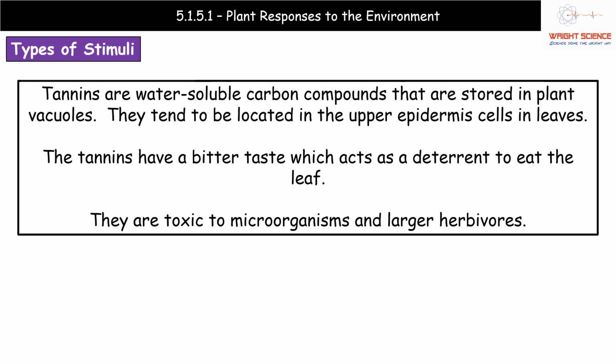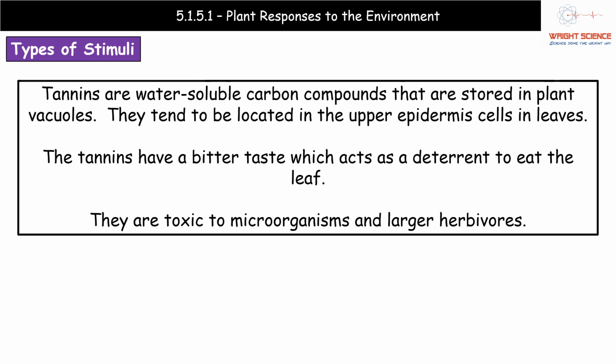So, first example of one of our chemicals that we may see, tannins. Now, tannins are something that you will have encountered if you drink tea, and let's be honest, we're British, most of you probably have drunk tea at least once in your life. So tannins are water-soluble carbon compounds, and these are stored inside the vacuole of those plant cells. And we tend to find them in the upper epidermis in leaves. So if we think about the upper epidermis, that's obviously the bit that's most likely to come into contact with a range of those potential herbivorous creatures.